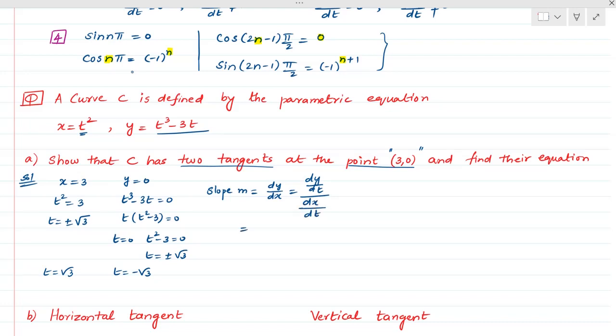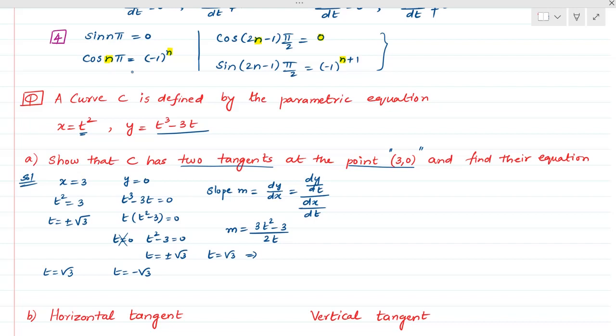Now when I substitute the values, what will we get here? dy over dt is 3t squared minus 3, over dx over dt, which is 2t. Now when I substitute the value, this is the m value. I have to calculate it when t equals root 3. That's why we are not calculating t equals 0. If I substitute t equals 0, this denominator becomes 0. Therefore, this is not possible. So t equals 0 is not possible, the slope becomes undefined.